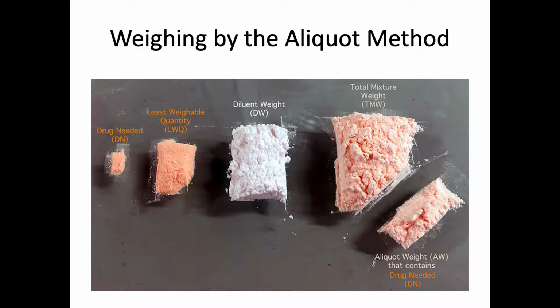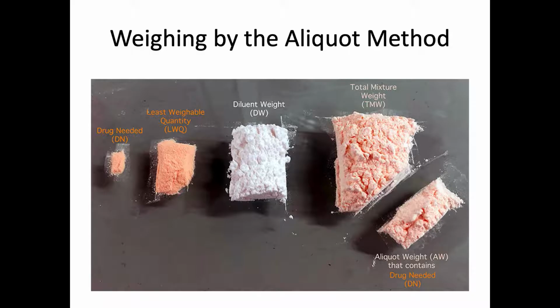And then what I'm going to do is mix my least weighable quantity with my diluent. So I'm going to take my orange powder with my white powder, mix it all together, and that's what this much larger pile on the right is, a much fainter orange. Do you see where the orange is fainter? Because we've mixed orange with white, it's a much lighter orange now. But it's a total mixture.